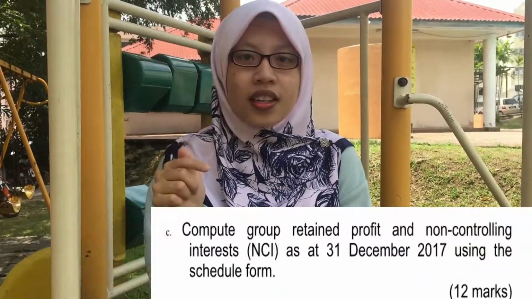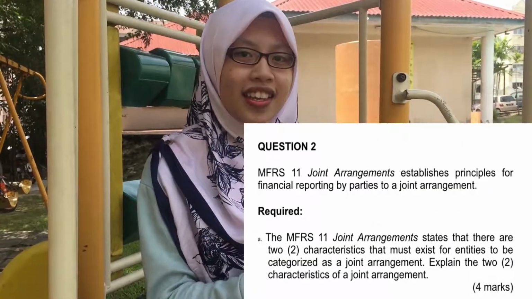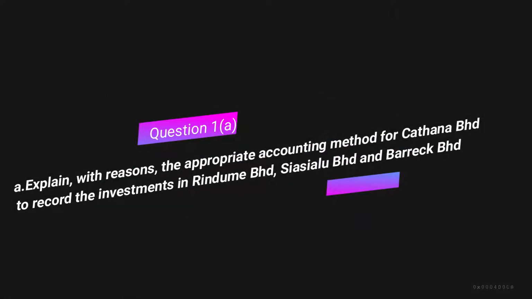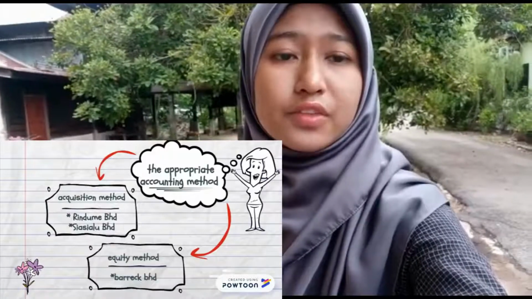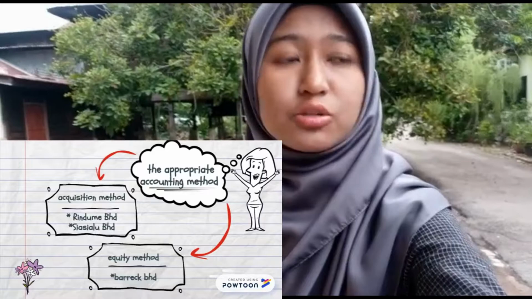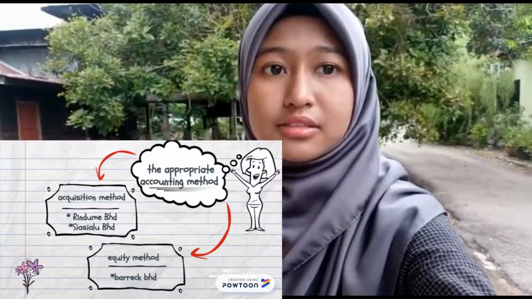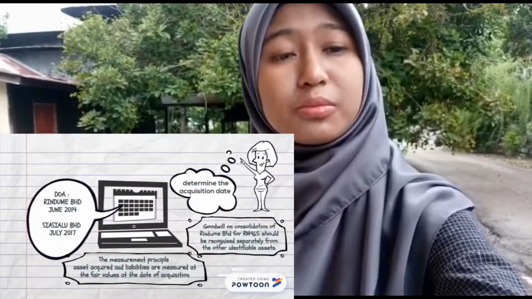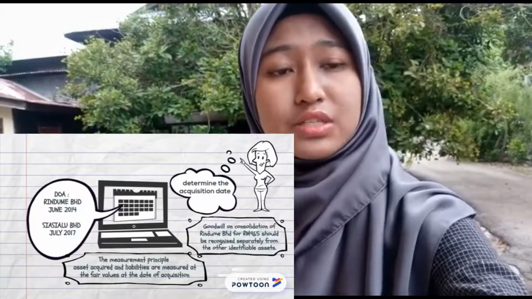Today we would like to present question 1A, B, C and question 2A. There are two types of accounting method to record Rindumi Berhad, Siasulu Berhad and Ber Berhad. Siasulu Berhad was acquired in July 2017.